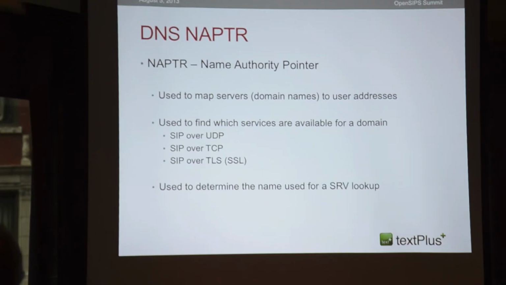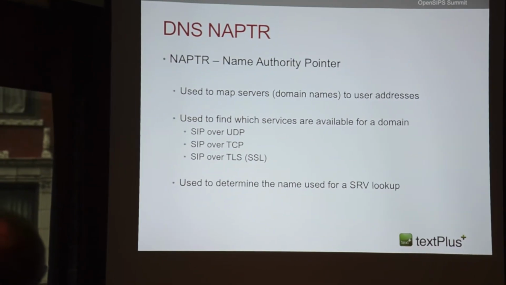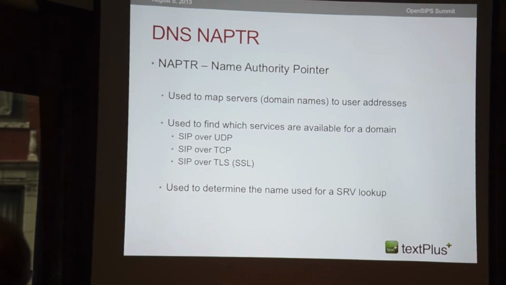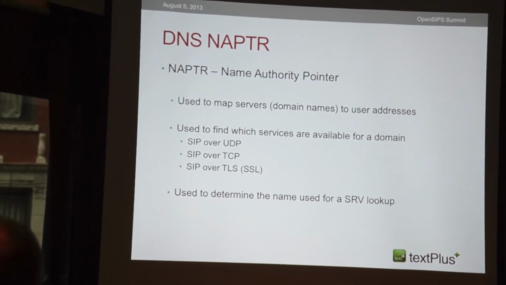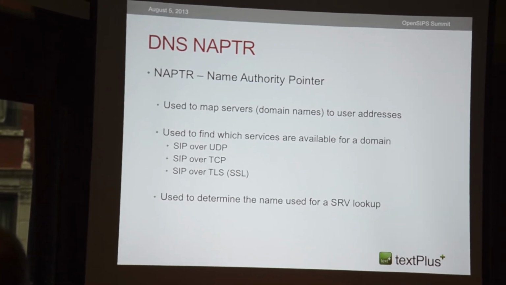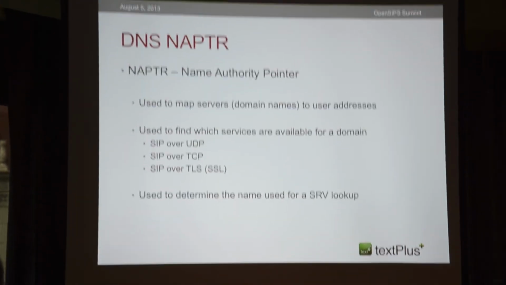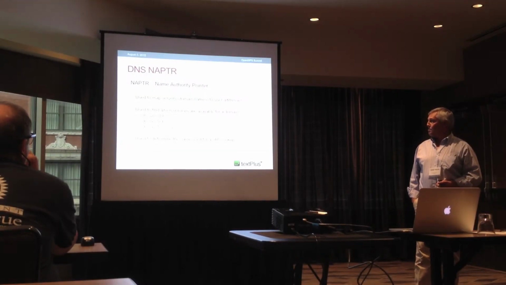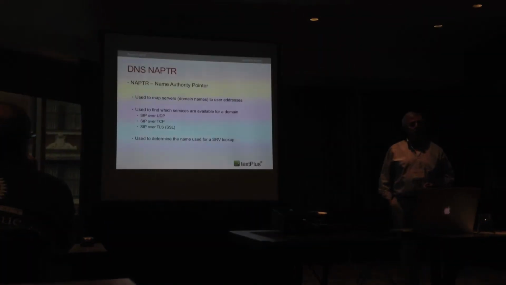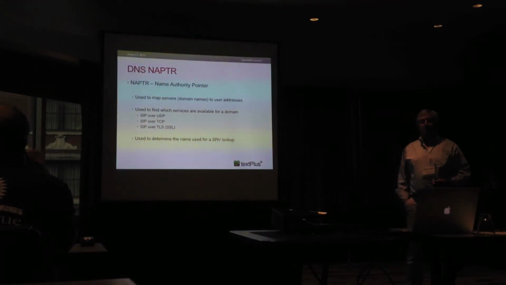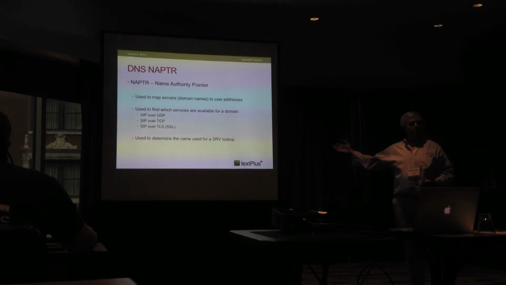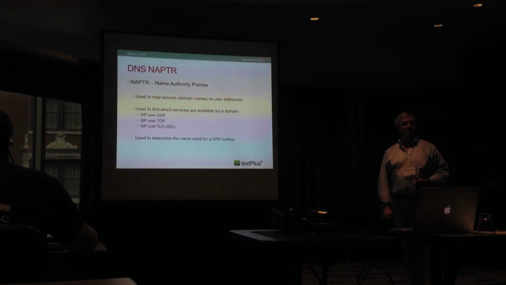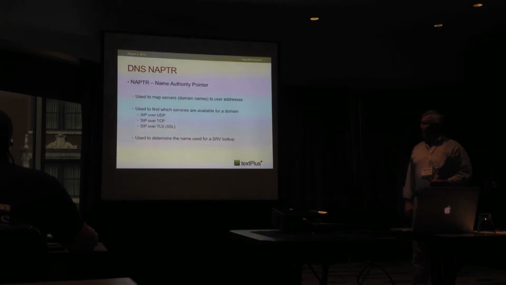The first place we're going to go to fix this DNS problem is the name authority pointers. They're pointers that are used to map servers to user addresses. I'm going to show examples of these in a minute, because it can be a little confusing if you don't know DNS or DNS name pointers.